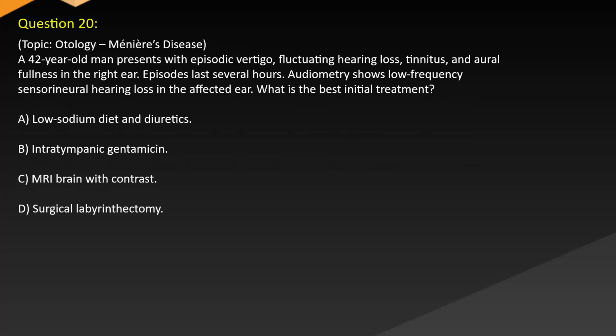Question 20. Topic: Otology. Meniere's disease. A 42-year-old man presents with episodic vertigo, fluctuating hearing loss, tinnitus, and aural fullness in the right ear. Episodes last several hours. Audiometry shows low-frequency sensorineural hearing loss in the affected ear. What is the best initial treatment?